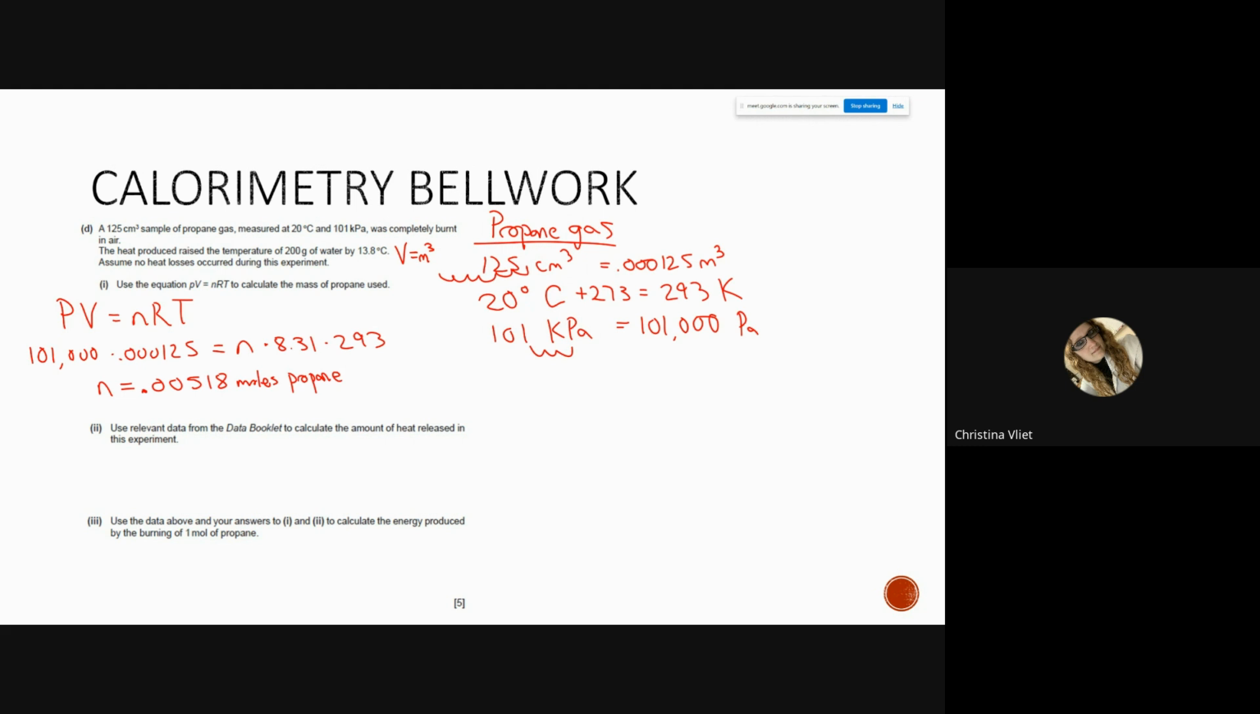Time for you to see. Plug it in your calculator, do your multiplication and division. See if you get the same answer.